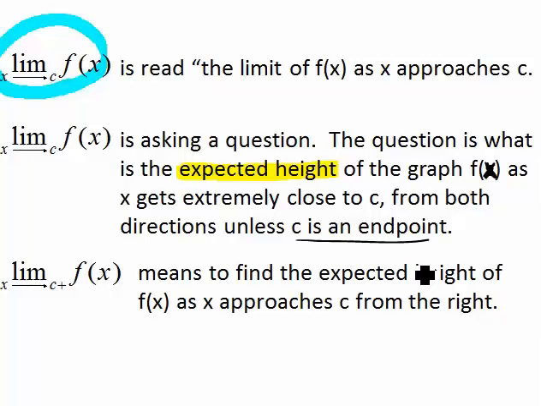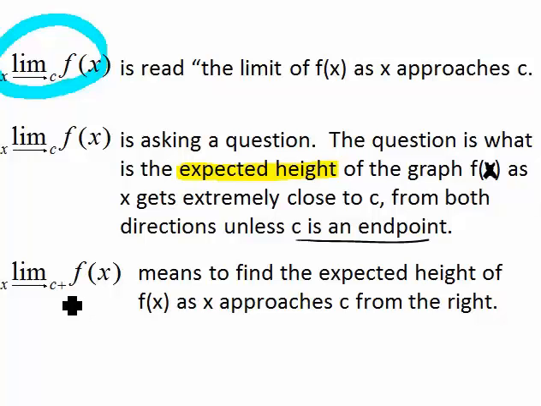But let me just address a little bit about expected height. A speed limit is the expected speed that you would expect to go on that road. However, some people go over or under. It's just your expected speed, just like a limit is your expected height. It may not be the actual height of the graph at that specific point. It's just its expected height. And so every time you read the limit, you really need to say to yourself, it's really asking me not what's the limit, but what's the expected height.